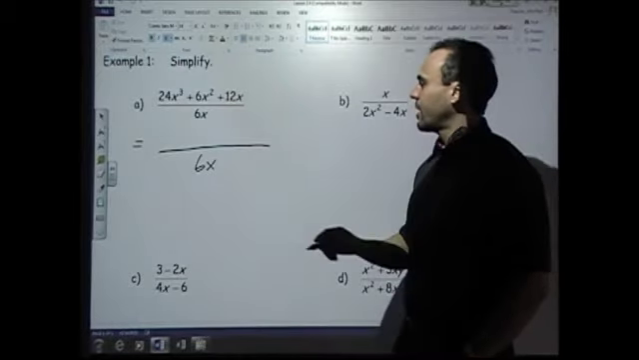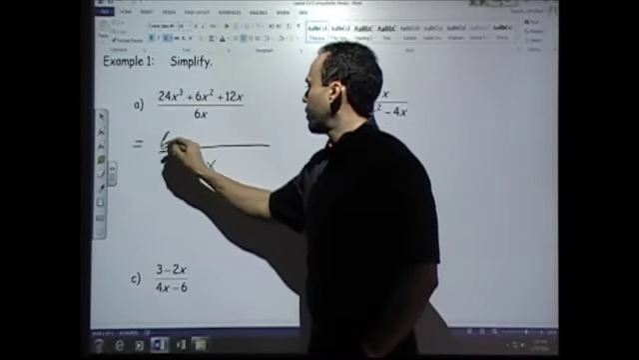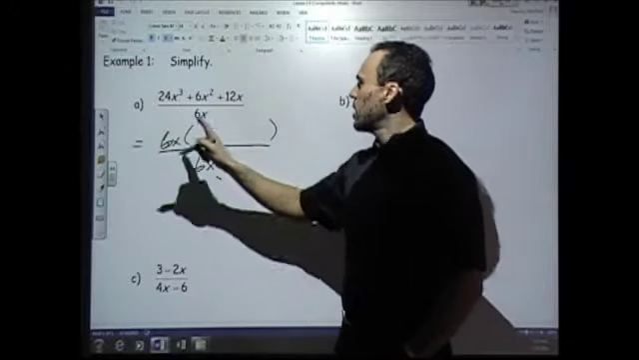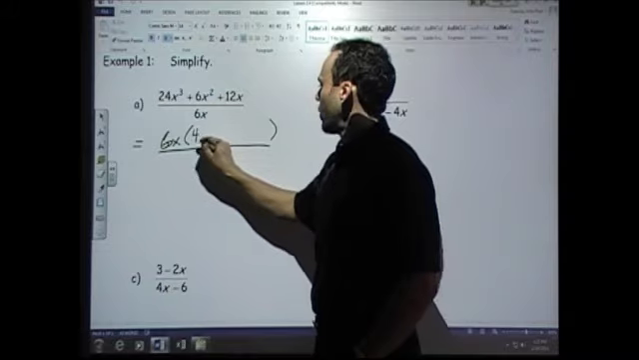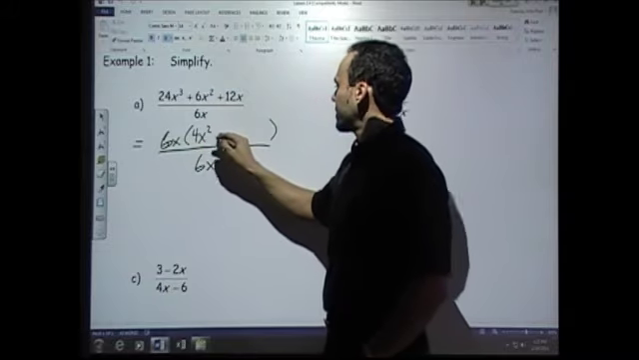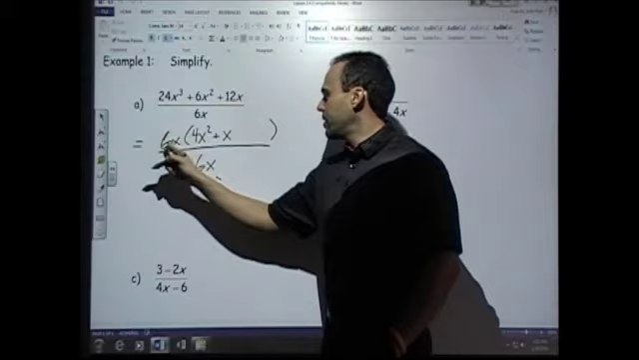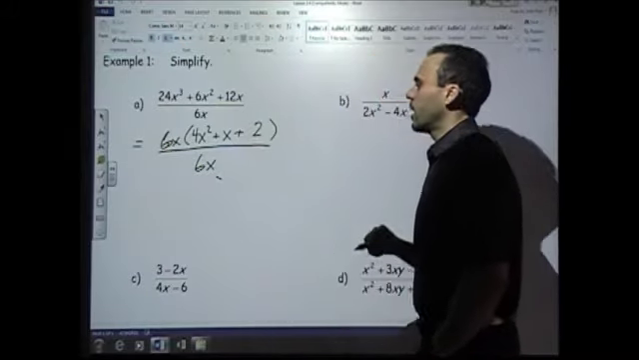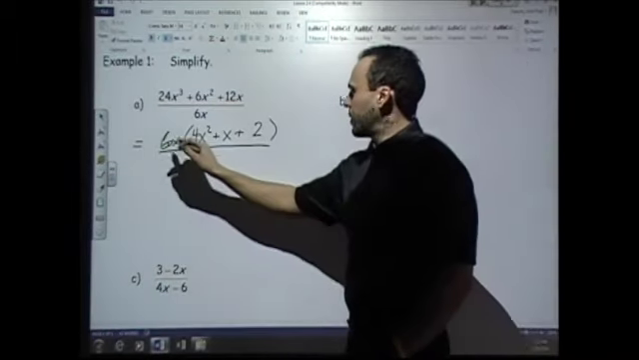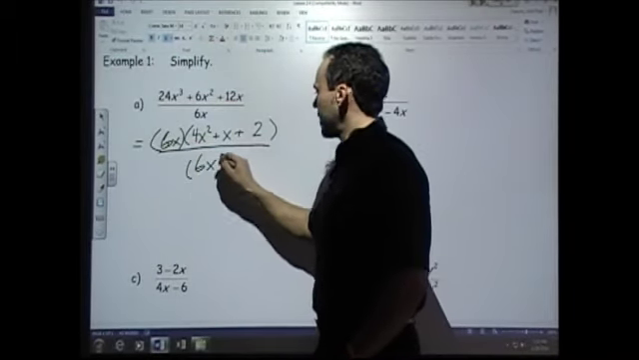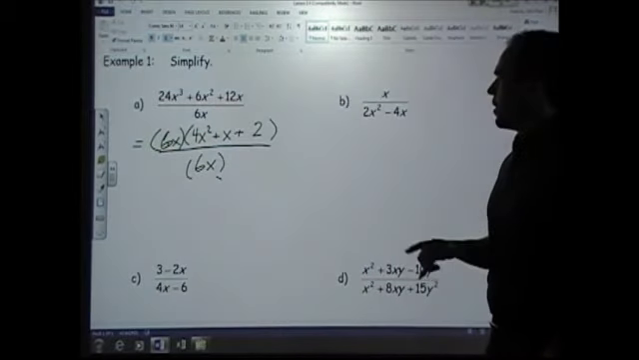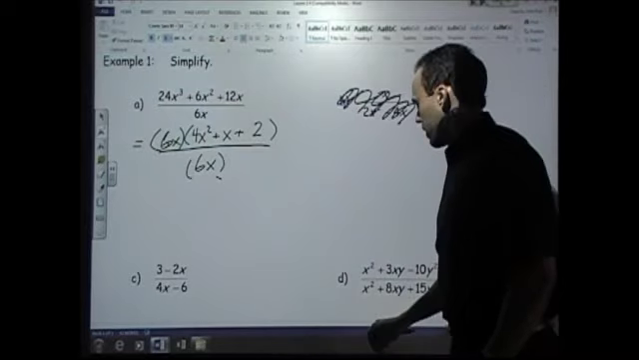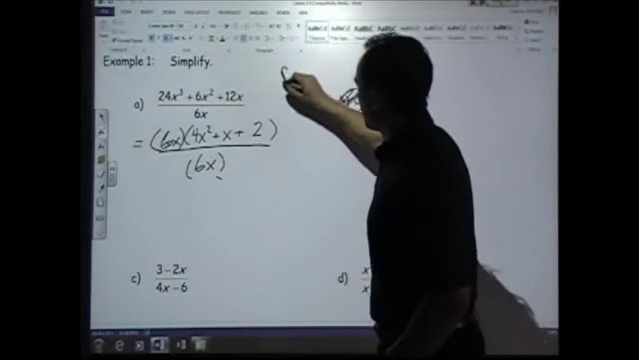I could actually factor out a 6x from everything over there. If I factor out a 6x from all 3 terms, this divided by 6x is 4x squared. This divided by 6x is just positive x, and this divided by 6x is positive 2. Okay? And so I'm just left with 6x times that, and I'm just left with 6x on the bottom. Now, step 2: state restrictions.